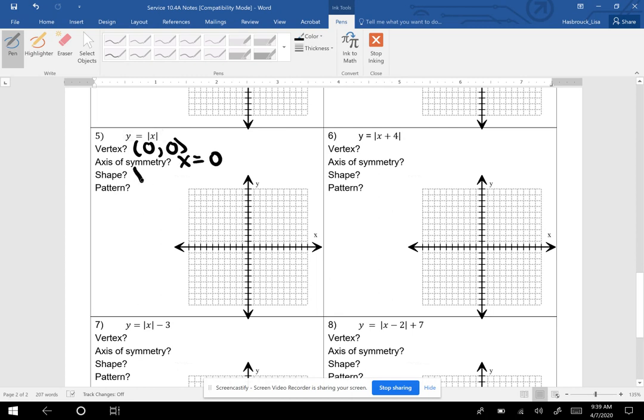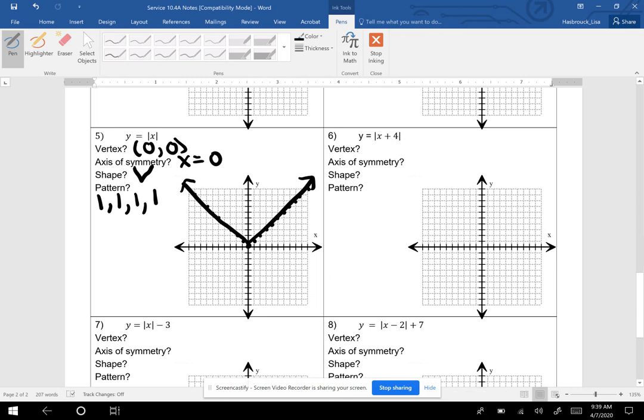This is a V shape because it's absolute value, and our pattern is 1, 1, 1, 1. So I start at 0, 0, and I go over 1, up 1, over 1, up 1, and I'm going to continue the pattern. Once I finish on one side, I'm going to go to the other side and do the same thing. And I draw my lines with arrows, and we're done.